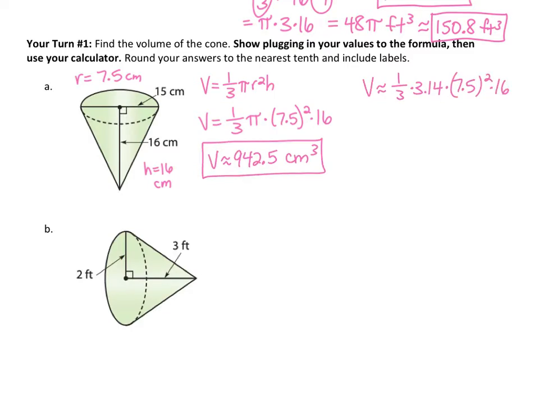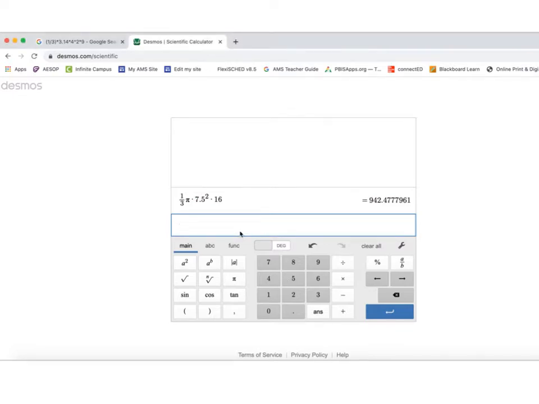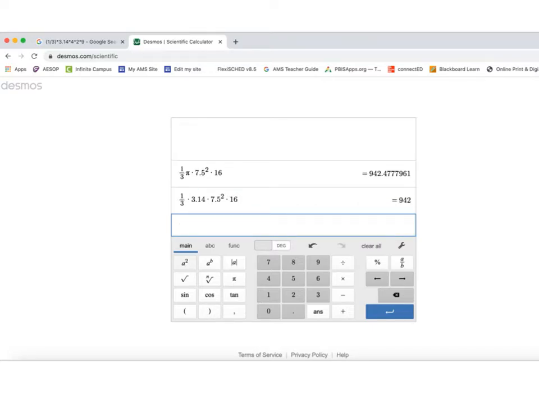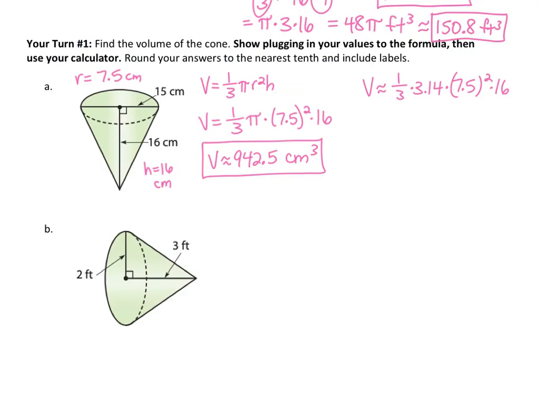And then let's type it into the calculator again. So this time, doing the exact same thing, except I'm going to type in 3.14 times 7.5 squared times 16, and then we get exactly 942. So again, although we got an exact number here, it's still approximate because we used approximation for pi. So the volume is approximately 942 centimeters cubed, which is a half a centimeter cubed difference when you use actual pi. I could also show you what the answer would be if we left it in terms of pi, but I'm going to go ahead and skip that for this one.